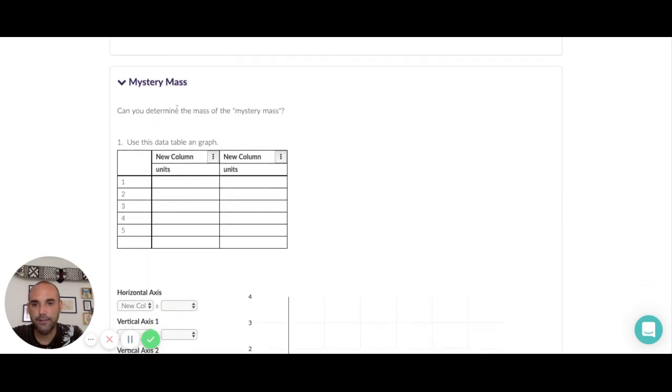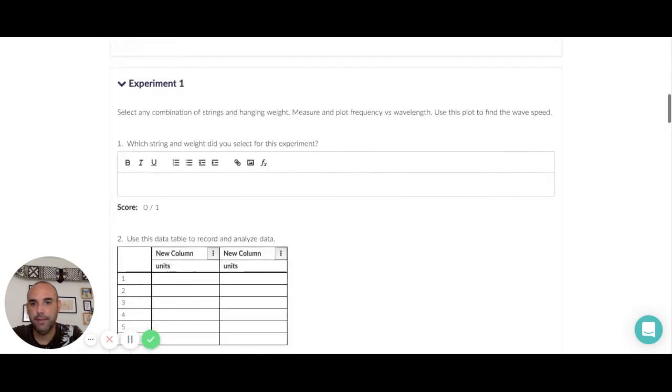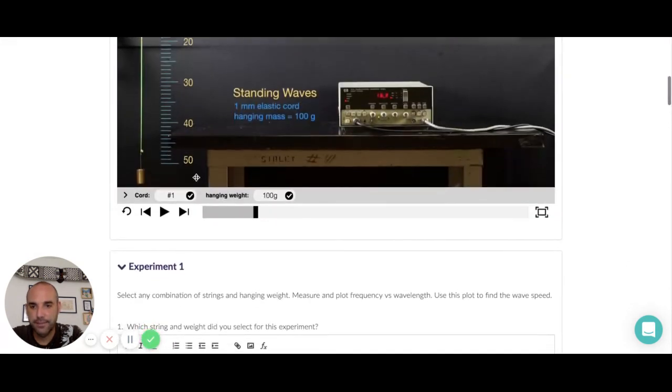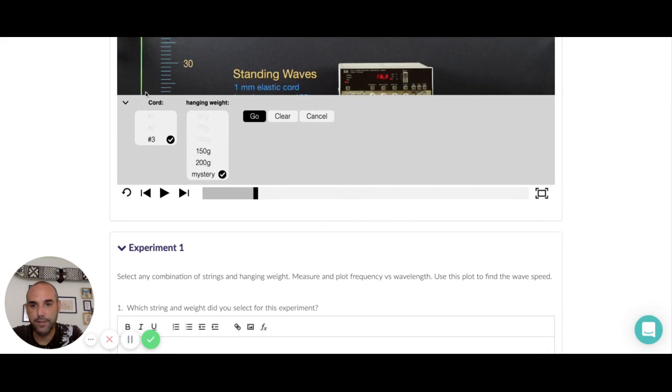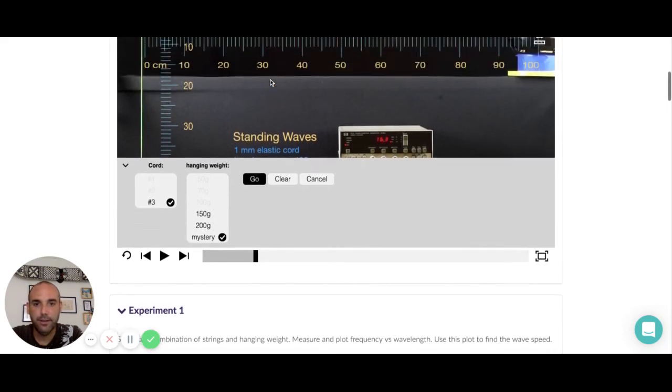And then when you're done all that, you can try to determine the mass of a mystery mass. This is the last little mini lab. That mystery mass is here, but you can only do it with cord number three. So you have to click on 200, get to cord number three, and then you can get to the mystery mass. And let's see if you can make a graph to determine what the mystery hanging weight is, what that mass is based on other aspects of your graph. That's your bonus. Good luck.